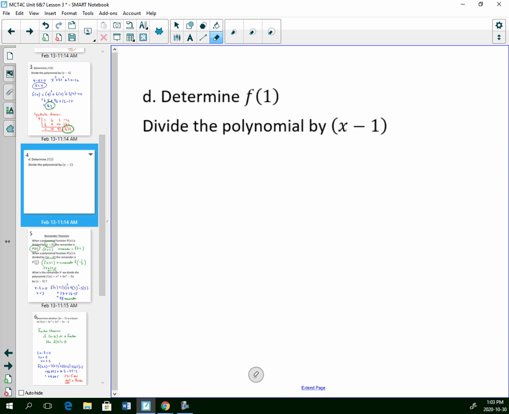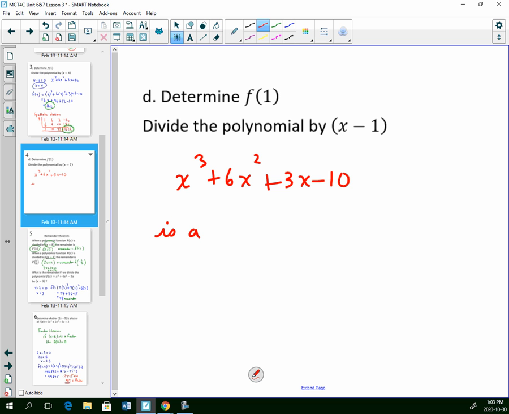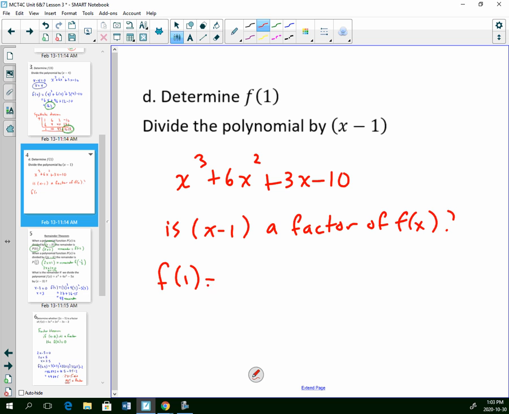So let's go back to this one, f of 1. If I want to know if x minus 1 is a factor of this polynomial, and I don't want to do this long division, let's write out the polynomial again. Is x minus 1 a factor of f of x? So I'm just going to do f of 1. I'm just going to put 1 into the equation here, and let's see what we get.